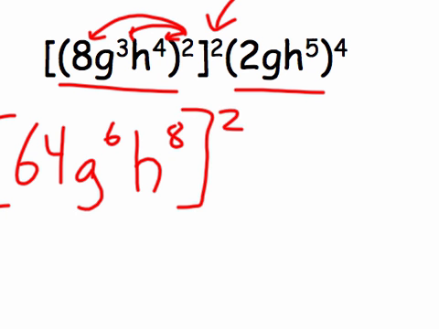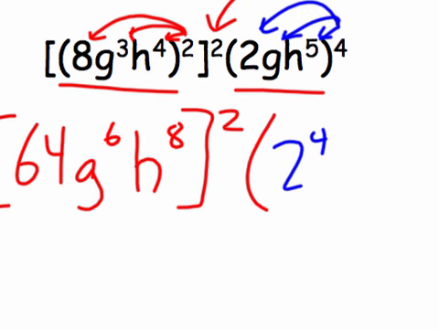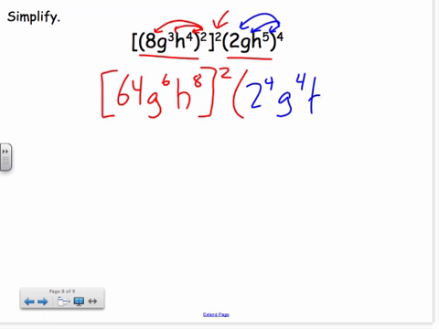And then I'll bring down the rest of my part. I suppose I could distribute that as well, all in one step. So it looks like we got 2 to the 4th. I'll just write 2 to the 4th for now. G to the 4th and h to the 5th to the 4th. Remember, power to a power, 5 times 4.